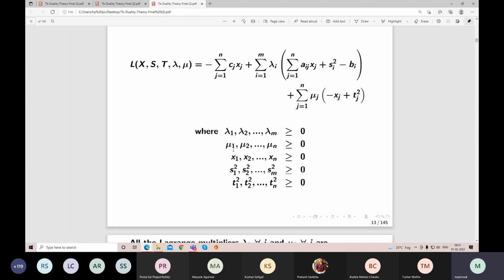Since they are linear functions, only si square and tj square are non-linear, the rest are linear. So the first derivative is enough. The second derivative we are not going to use. Using the first derivative, we will find some relationships. So these are the conditions you have to use to establish the dual.